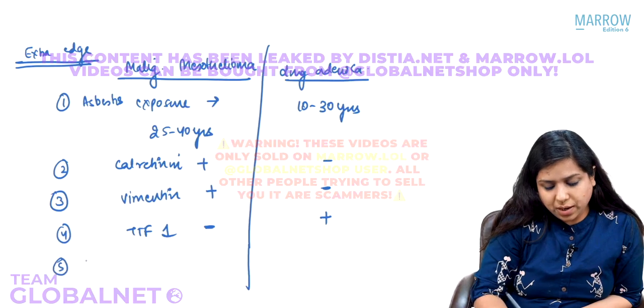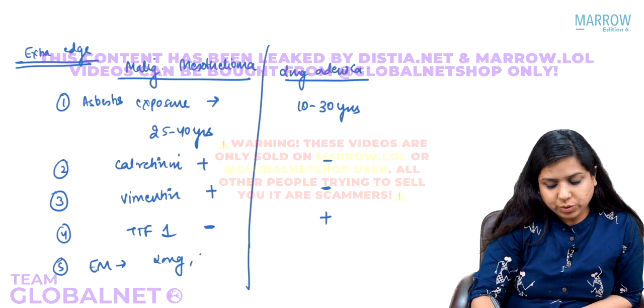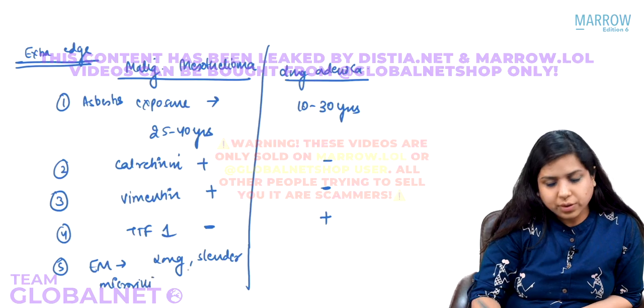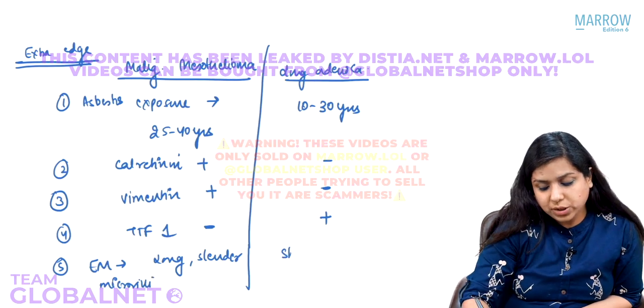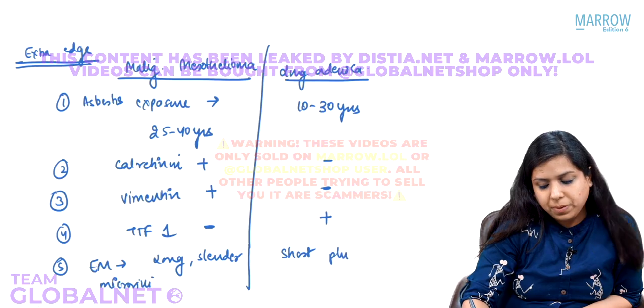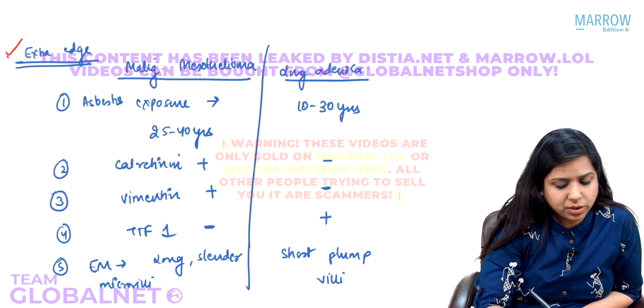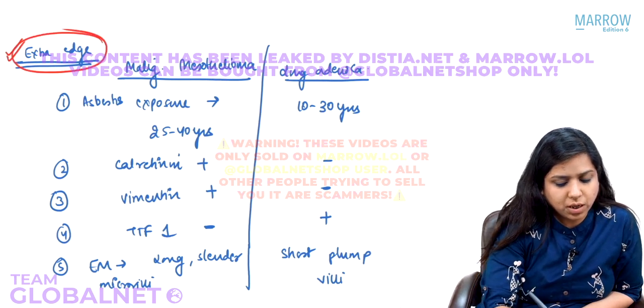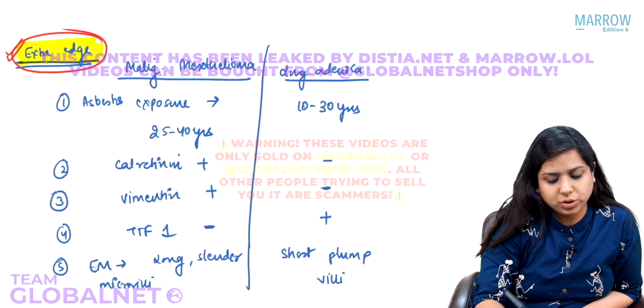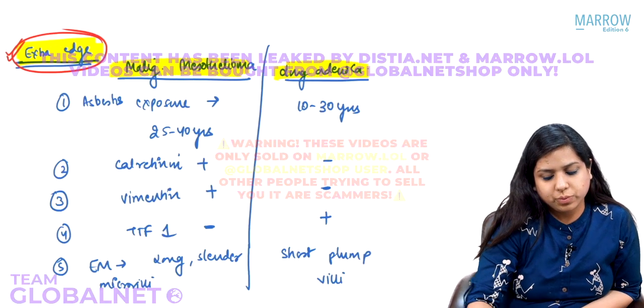Then students, we have electron microscopy. I told you mesothelioma will show long, slender microvilli or tonofilaments, whereas short, plump villi are seen in adenocarcinoma. Short, plump villi are seen in adenocarcinoma. This is some extra edge information which you need to know, right?